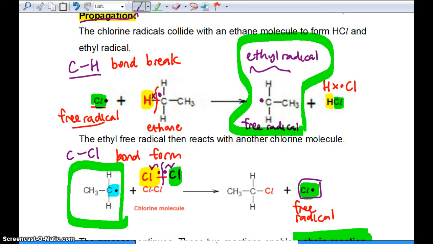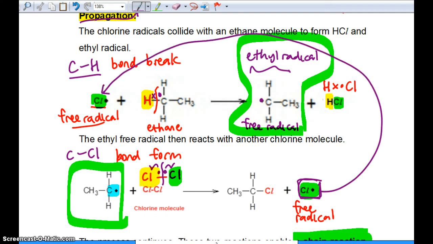So this chlorine radical, once it's formed in the second part of the propagation, will go back and react with another alkane, another ethane molecule. And the whole propagation will start again. It will continue and continue because you generate a free radical in the second part of the propagation.